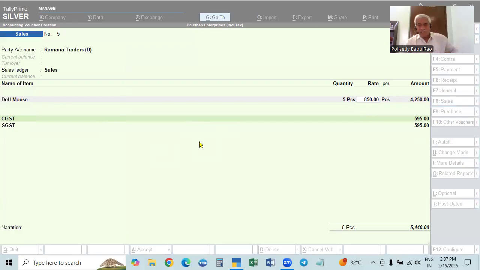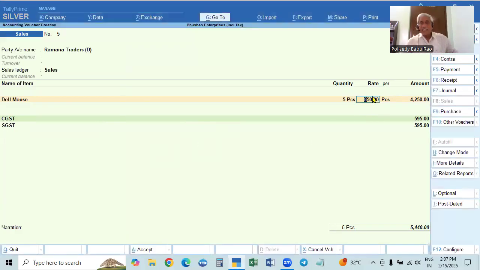For example, we are selling this. If the rate is 1,050 rupees, that includes tax also. So we sell the goods for each item at 1,050 rupees. That is the rate, but that is not the taxable value. That is the total price. The tax is also included in that. So when you sell at 1,050, the customer will pay 1,050 to us.